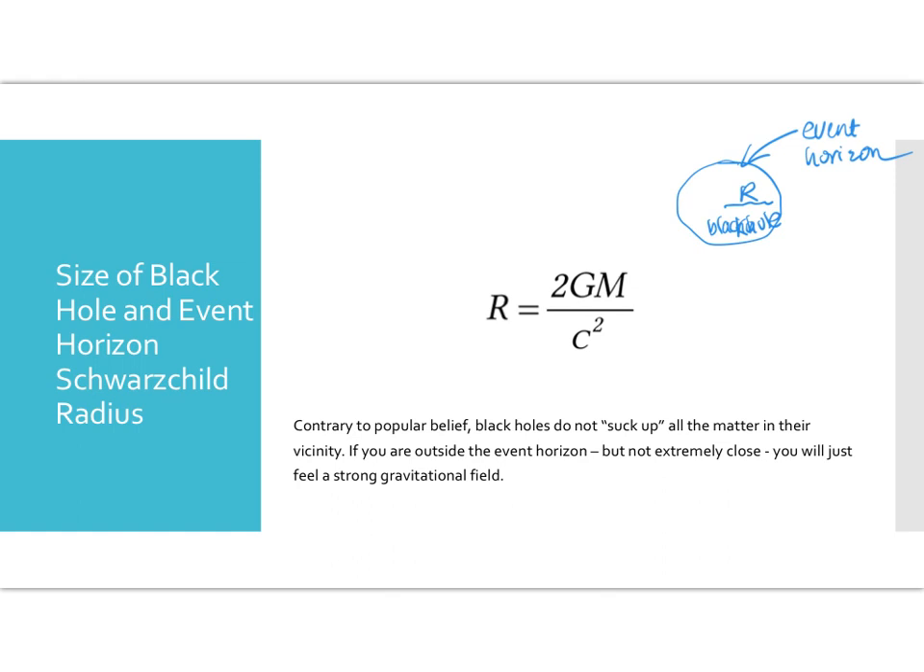Now, one of the things that I think people think about is that if you got close to a black hole, you would just be sucked into it. And that's not actually true. If you're a reasonable distance outside the event horizon, you will feel a strong gravitational field, but it's not like a cosmic vacuum cleaner. We could have a black hole where the sun is and the earth would not be sucked into it. And that's one of those misconceptions.